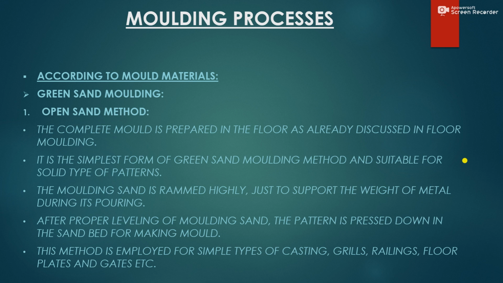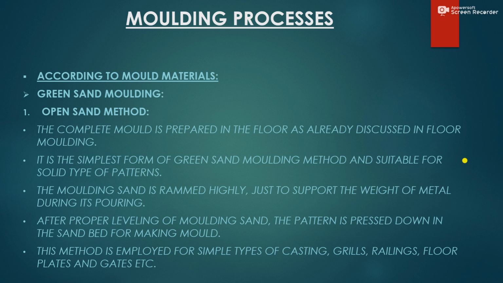As in floor molding, we have seen that floor molding is called so because the mold is prepared on the shop floor where the casting is to be made. The mold is prepared on the floor just like in floor molding, using the open sand method. This is the most simple type of green sand molding method, and is mainly used only for solid or single piece patterns.